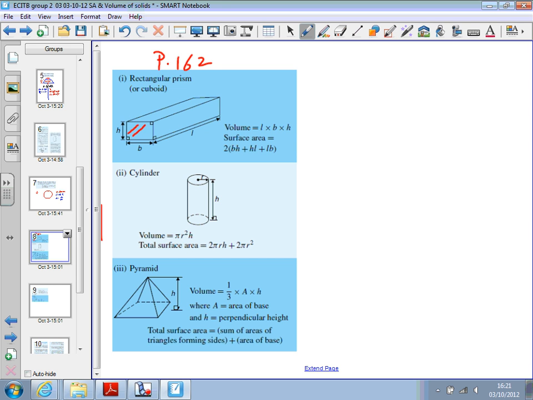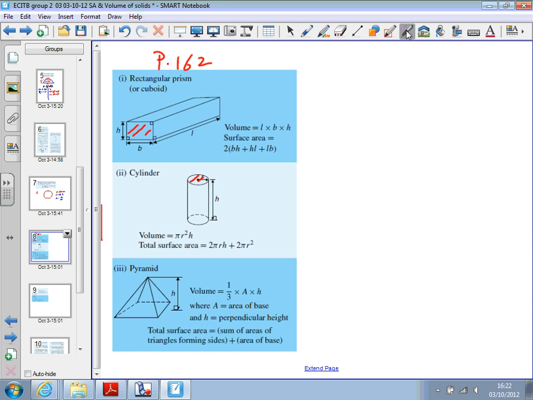And for any prism, the volume is just the area of the end, in this case that's n, the area of the end multiplied by length. So volume, length times breadth gives me the area of this end, and then times that by the length and I'll have the volume. For the cylinder, the area of the end is pi r squared, times that by the height and that's the volume. So I really expect you to remember the volume of the cylinder. It's just the area of the end times the length.